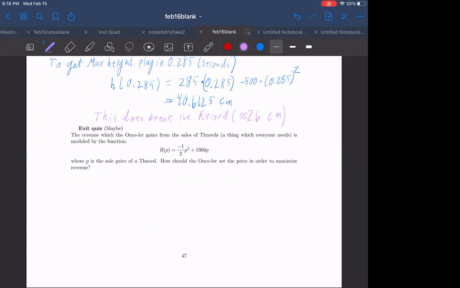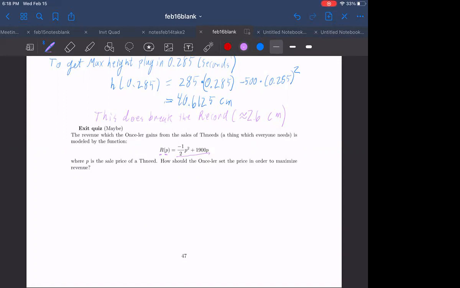So if you want to, let's read the problem now. The revenue which Once gains from the sale of Needs, which, as you know, are a thing which everyone needs, is modeled by this function. The revenue at any set price is equal to negative 1/2 the price squared plus 1900p, where p is the sale price of one Need. Where should the Once set the price in order to maximize revenue?